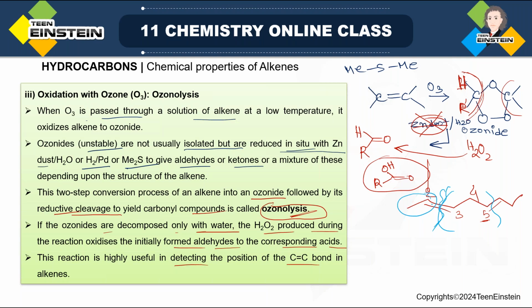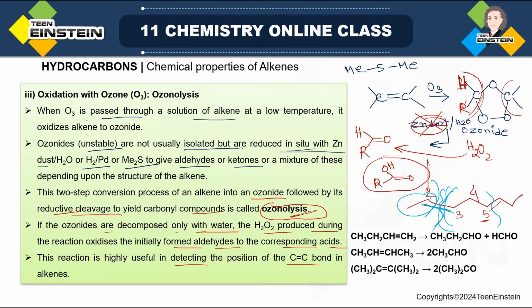Because if you are suspecting the double bond is at 2 and 3 position, then obviously you can predict the product. And if you are getting the same product, that means yes, your assumption is right. Okay. So in this way, it can be used for detection of the location of the C=C double bond. Now we will see some examples.